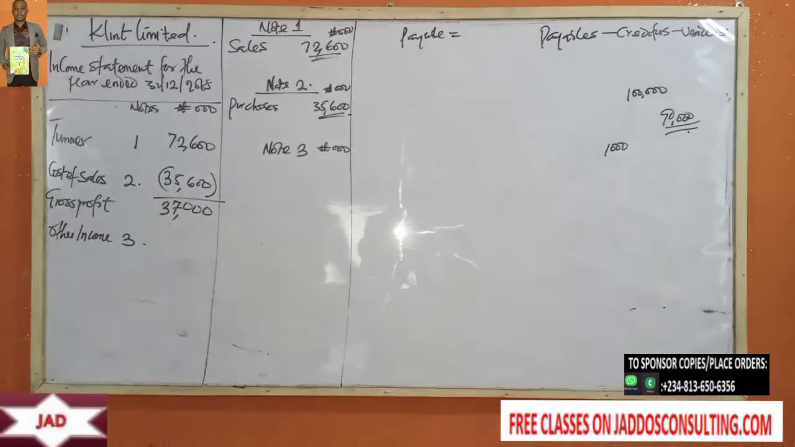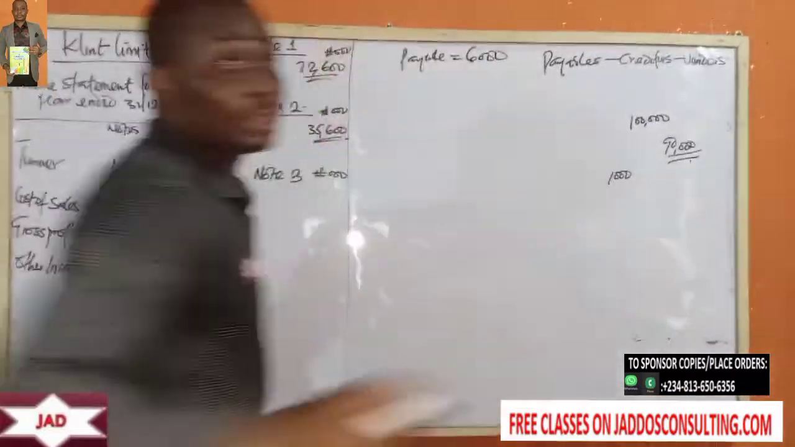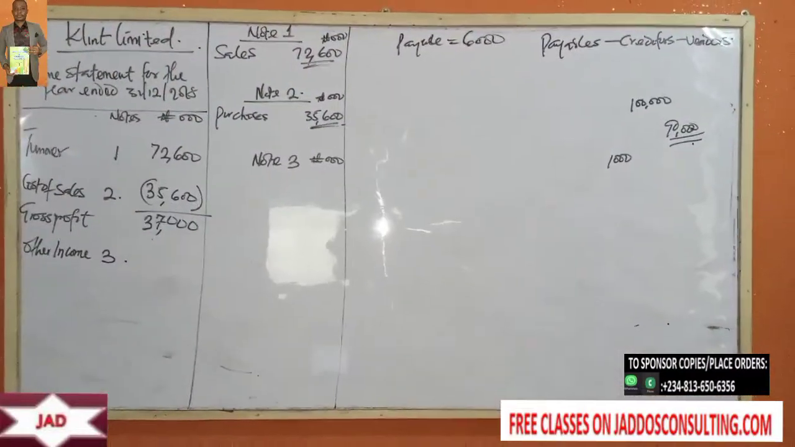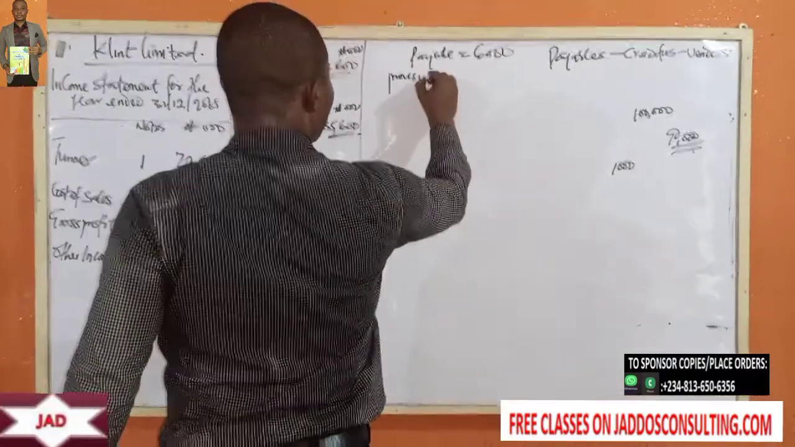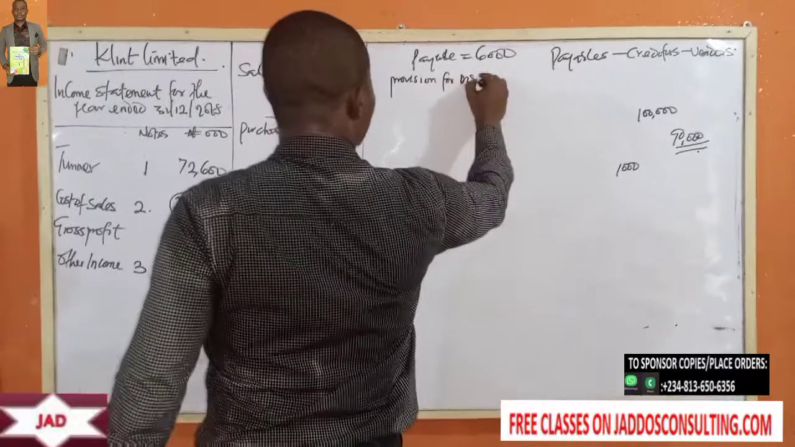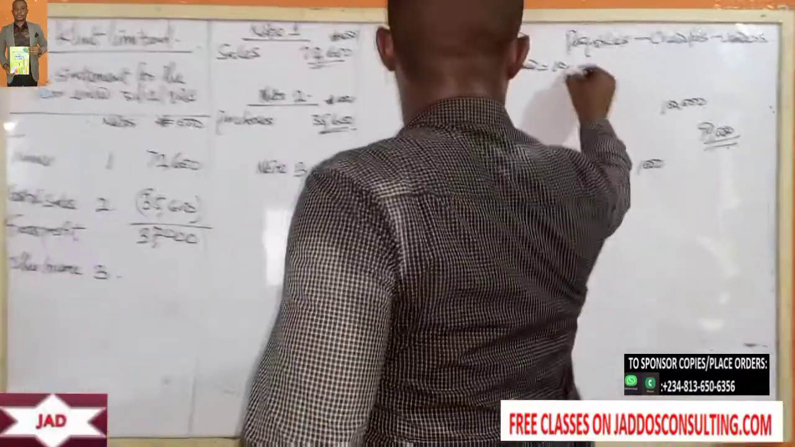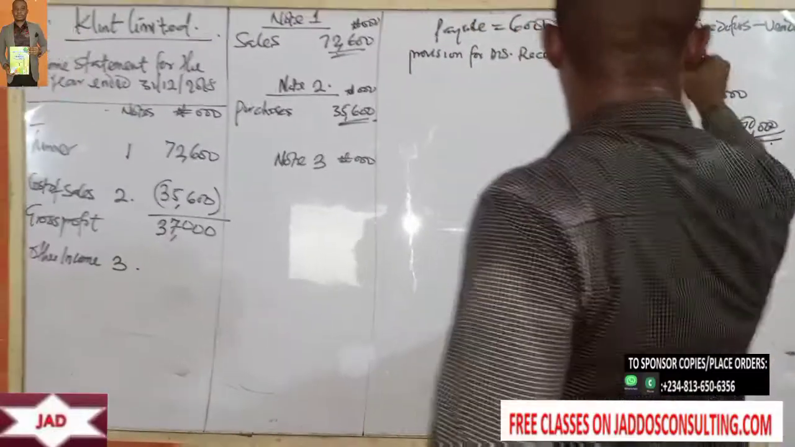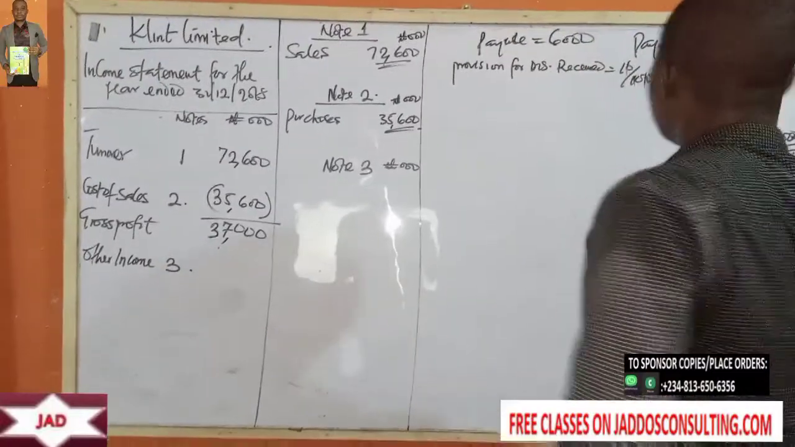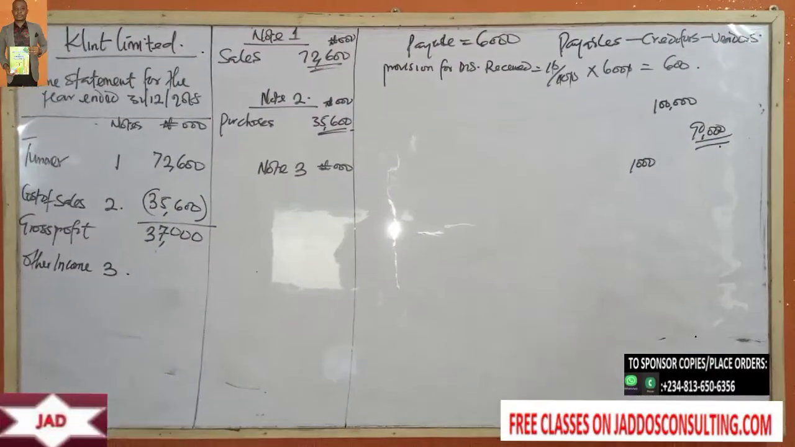Okay, so we have 6,000, and then they say we should make provision for 10%. So we'll say provision for discount received. That will be 10 over 100 times 6,000. So what do you have? 600,000. This 6,000 here represents 6 million anyway. So it will be 600,000.